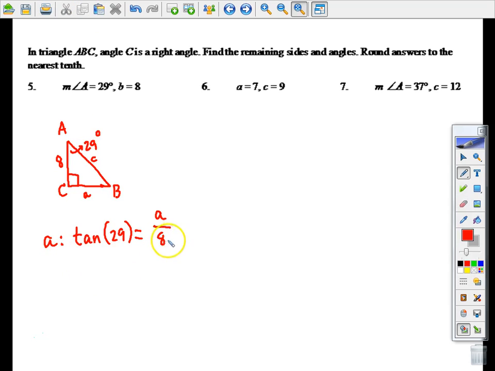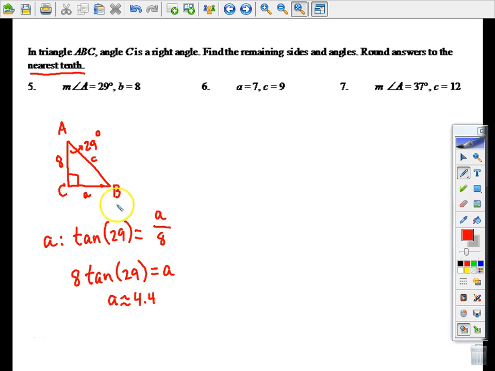Okay, so solving for A, I'm going to multiply by 8 on both sides of this equation. So my second line here is literally what I'm going to do in my calculator. I'm going to do 8 tangent and then put in 29 in the parentheses, and I get 4.4344 and so forth, but the directions say to round to the nearest tenth, and so that's how we got A is approximately 4.4.